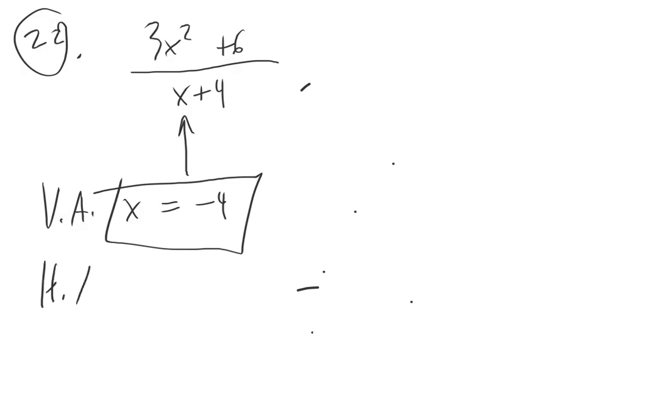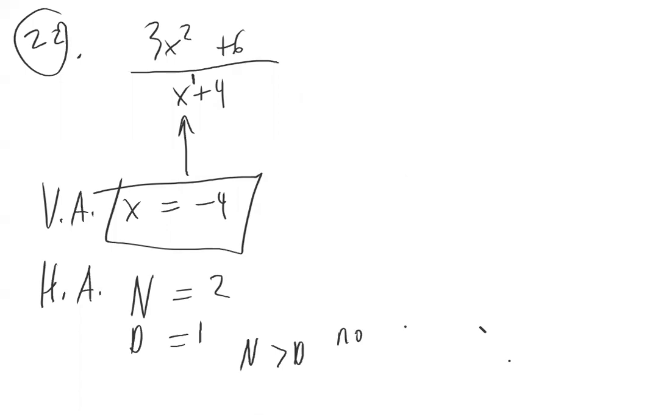So the horizontal asymptote. We need to compare the power of the x in the top. So the numerator. The power of x in the numerator is 2. And now what's the power of x in the denominator? Well, there is no visible power of x in the denominator, but there's an x, so there's an invisible power of 1. So the denominator has a power of 1. And if the numerator power is bigger than the denominator, then there is no horizontal asymptote. So the answer to the second part is there's no horizontal asymptote.